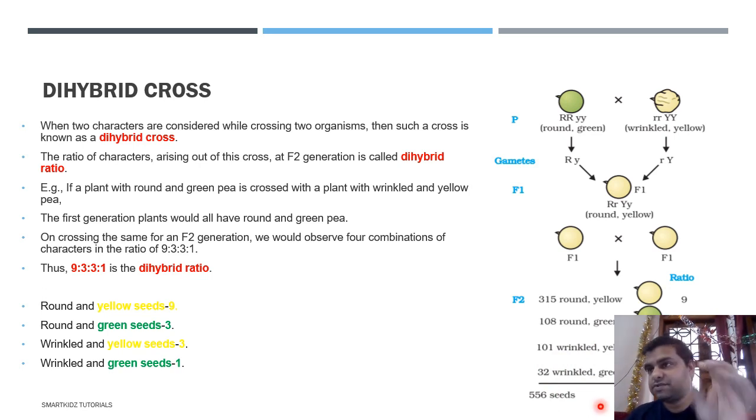and not just what we got over here, working with just 2 of them getting 16. So he got a total output of 556 seeds, but in this ratio. So he got round and yellow seeds, 9 of them, then round and green seeds, 3 of them, then wrinkled and yellow seeds, 3 of them, and wrinkled and green seeds, 1. And that 9 is to 3 is to 3 is to 1 is referred to as a dihybrid ratio.